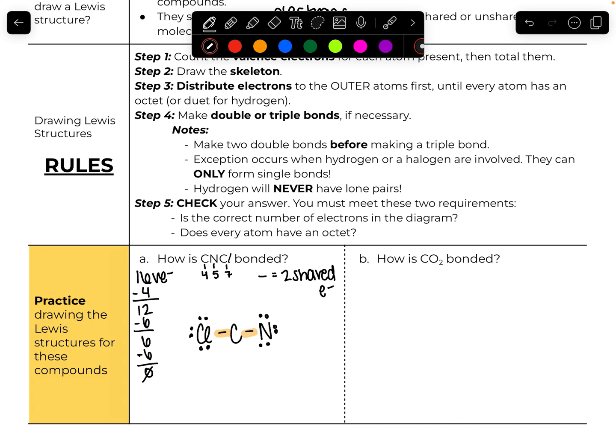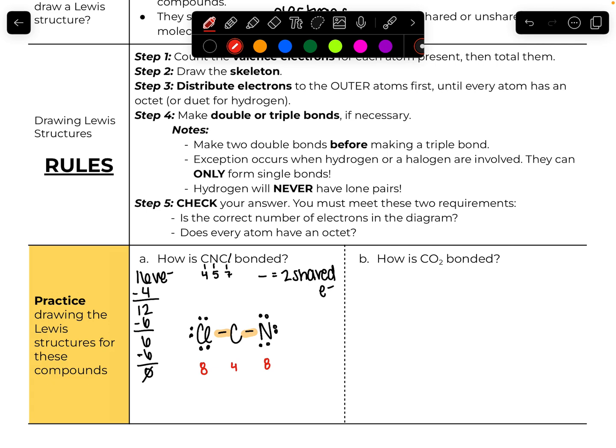Okay, so now what this means is, since I'm out of electrons, I have to check and see, is everything currently stable? Chlorine has 8 electrons around it right now. Nitrogen has 8 electrons around it now, so those are both stable. They have their filled octets. Carbon in the middle is not, though. Carbon only has 4 electrons on it, so this thing's not stable. So what you have to do now is make double or triple bonds to try and share more electrons to make things more stable.